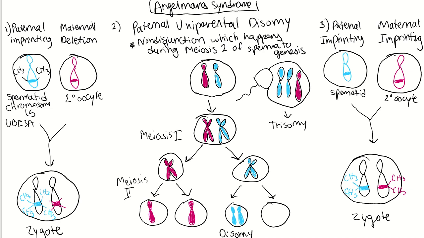When they join together during fertilization to form a zygote, this is what results. You have a chromosome from the dad that is methylated specifically on the UBE3A region. Normally the UBE3A gene on the paternal chromosome exists as methylated. However, the maternal gene is normal, so that would be completely normal.